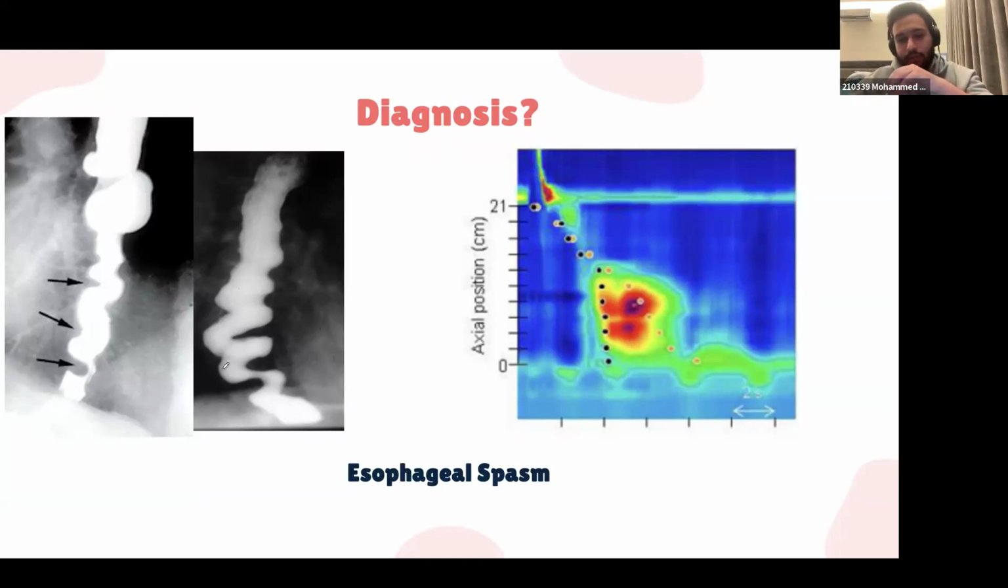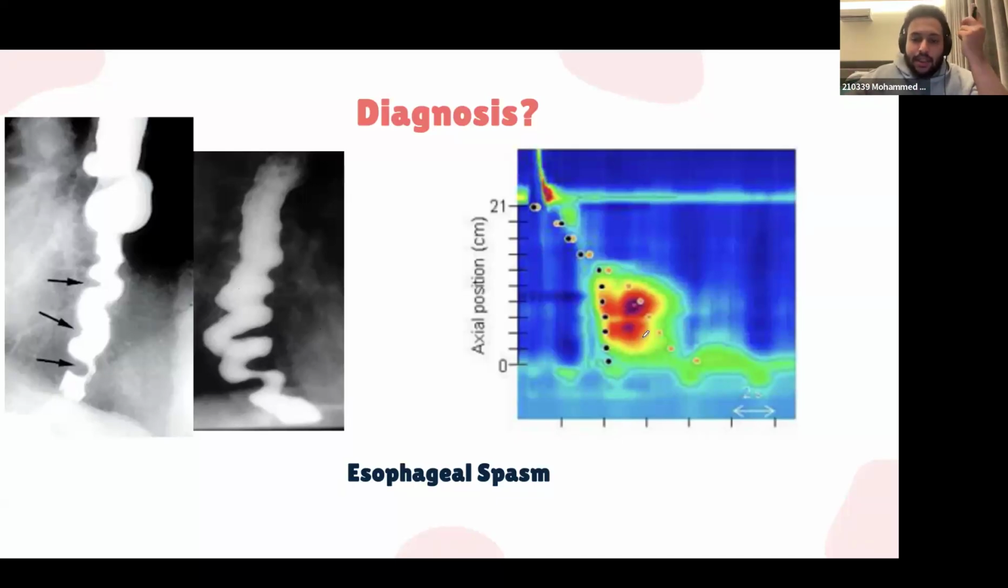Corkscrew esophagus, good, excellent. Okay, now the number that you need to look at here is the DCI, the distal contractile integral. The DCI will be above what number for esophageal spasm? What's a number that will say, okay, it's hypercontractile? 8,000, good. Okay, that's for esophageal spasms.